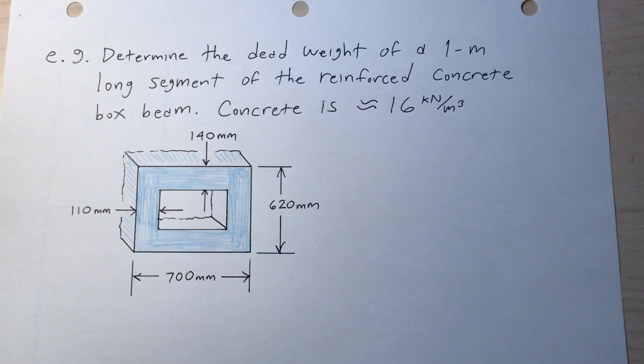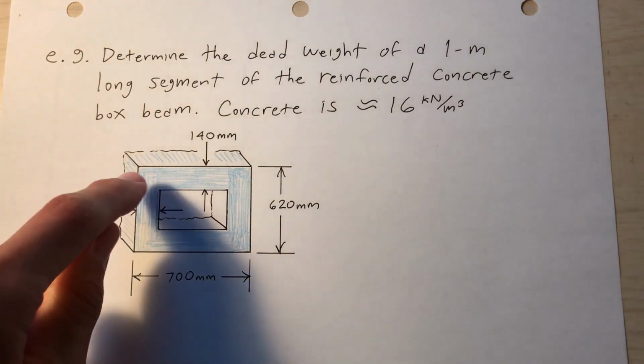Okay, determine the dead weight of a 1 meter long segment of the reinforced concrete box beam. Concrete is approximately 16 kilonewtons per cubic meter. A kilonewton is about 225 pounds, and a meter is about 3.3 feet. As you can see here, I've drawn the cross-section of the concrete beam, so we're looking along the longitudinal axis.